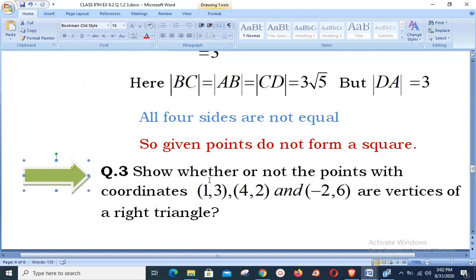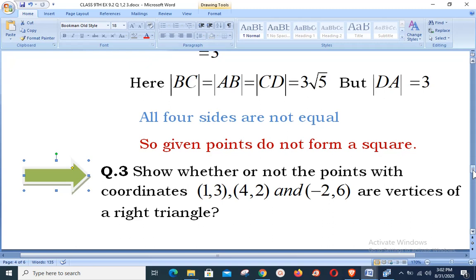The statement says, show whether or not the points with coordinates (1, 3), (4, 2) and (-2, 6) are vertices of a right triangle. Viewers, you already know a right triangle has one right angle, and a very famous rule named the Pythagoras theorem is applied on a right-angle triangle. It says the square of the hypotenuse is equal to the square of the perpendicular plus the square of the base.